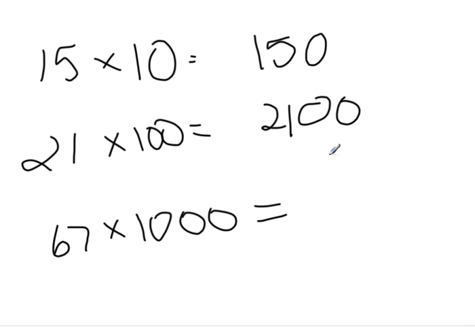And now the last one with the big scary 1,000. 67 times 1 is 67. Lauren, how many zeros are there in 1,000? 3. So what should I add to the end of my number? 3 zeros. My answer turns out to be 67,000.